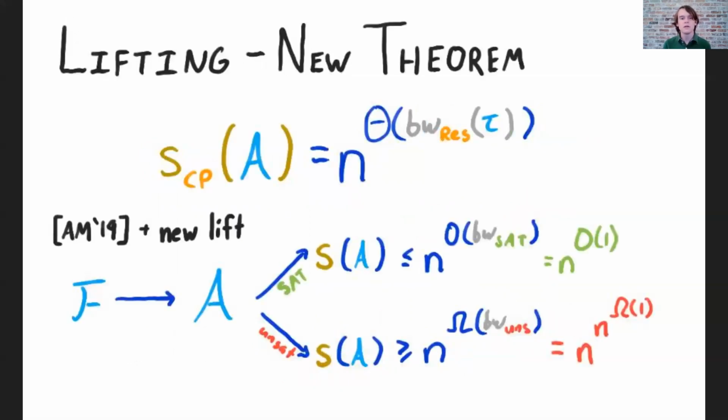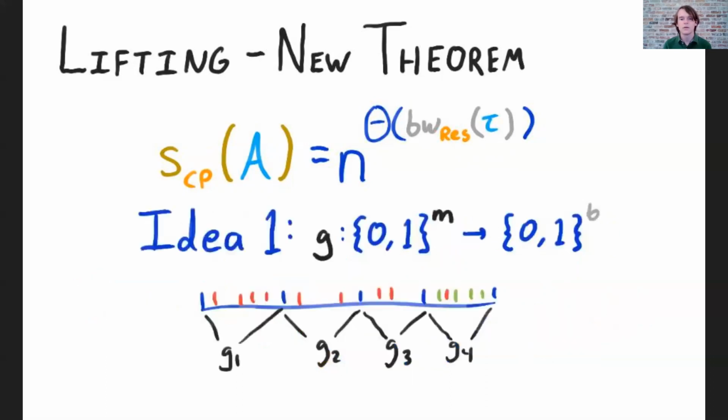We prove a new lifting theorem which lifts the block width of tau in resolution to cutting plane size of the lifted formula. And here, once we compose with Atserias-Müller, just to check the numbers, we've got polynomial in the good case, exponential in the bad. And so this gives us our non-automatability result. So I'm going to say one or two words about where this lifting theorem comes from, and then I'm going to wrap up.